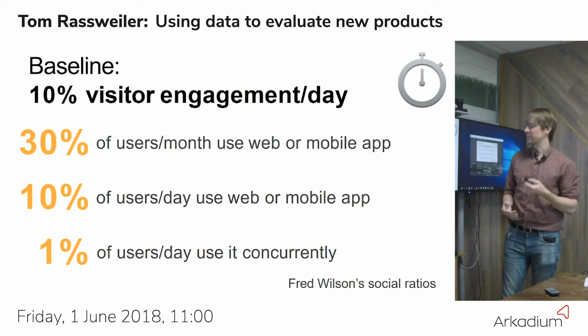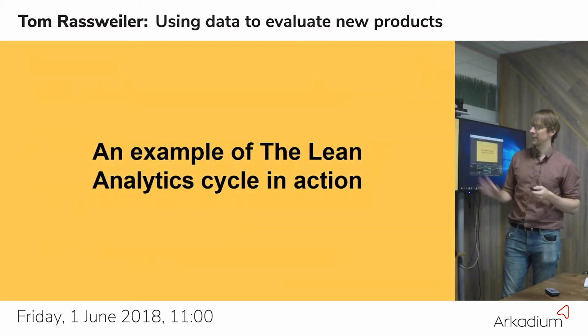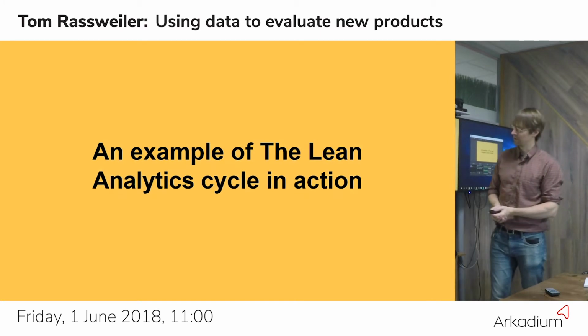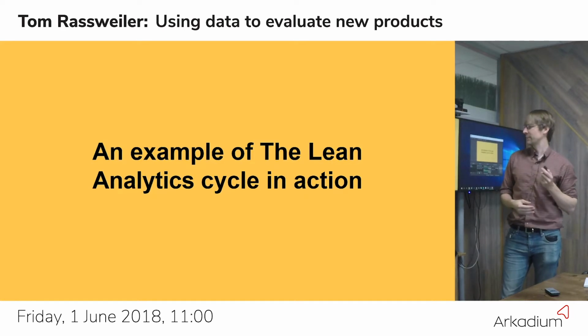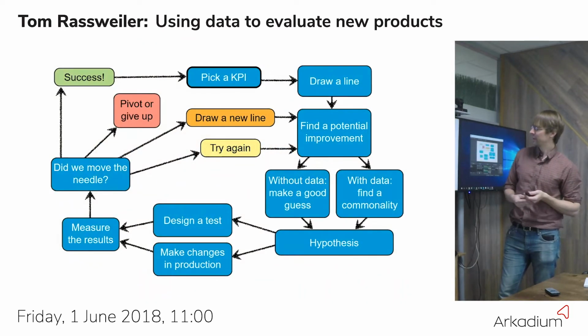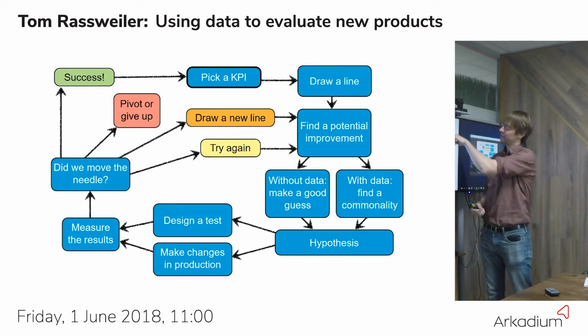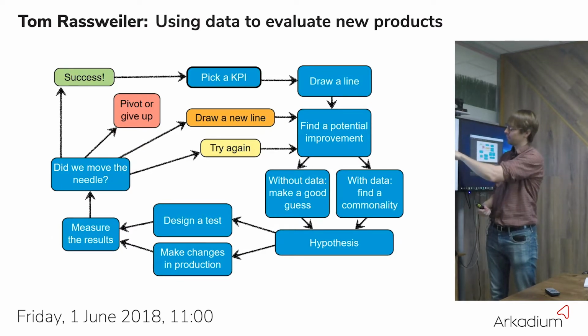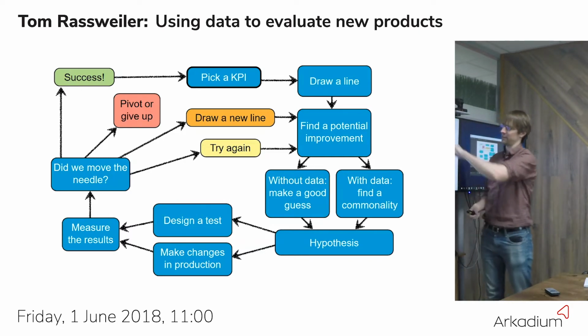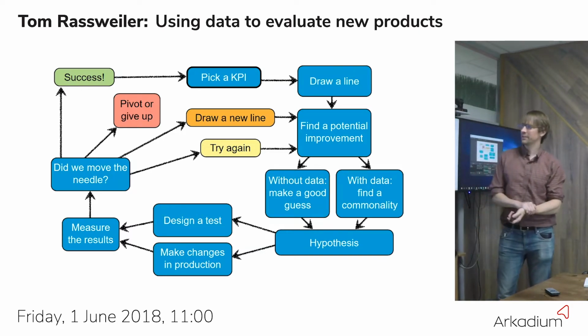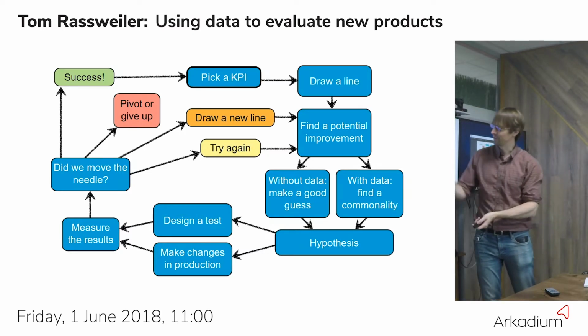So baselines for visitor engagement might be something like 10%. There are a lot of other examples, but a general practice is that when you're choosing a metric, figure out what the standard is. So here's an example of the Lean Analytics cycle in action. Pick a KPI, draw a line in the sand, decide how you want to change that metric, come up with some sort of hypothesis, make a test, measure results, success, and cycle. And then there's this concept of pivot or give up if this didn't move the needle.